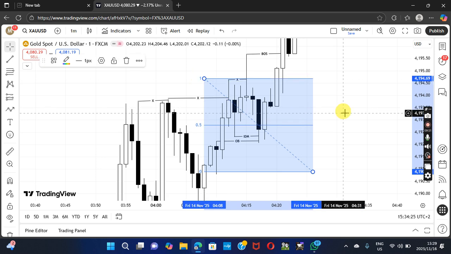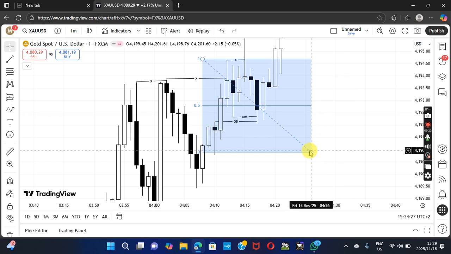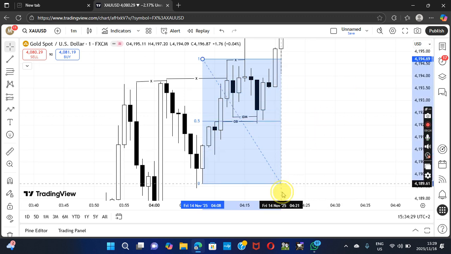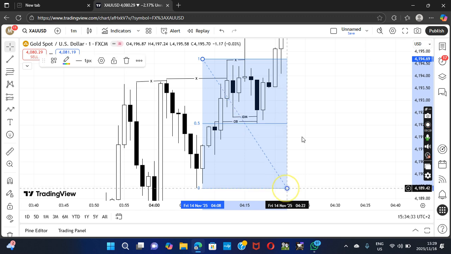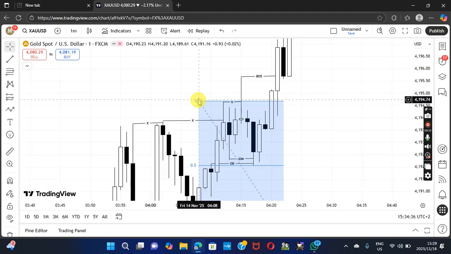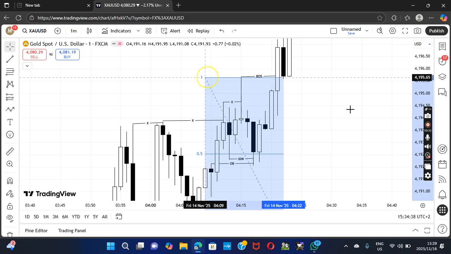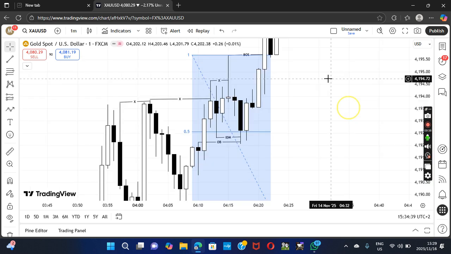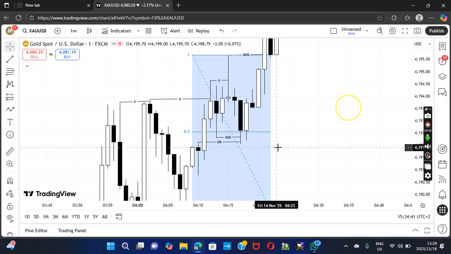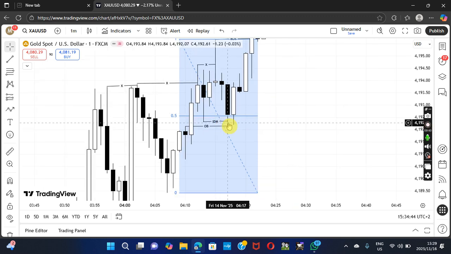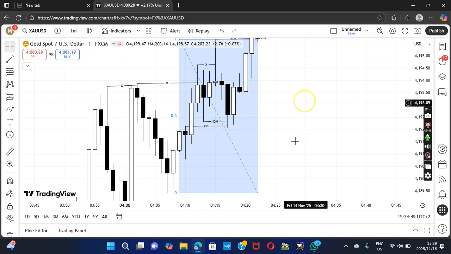Okay. And then this is it. We have our premium and discount, and then it did come to the discount zone where our order block lies, and then we have our inducement right there.